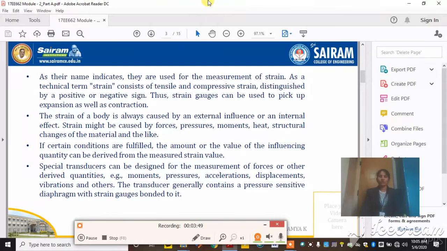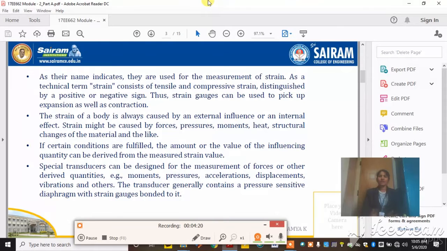Usually the strain occurs because of some external influence or due to some internal effect. It is not that strain occurs only because of the external force applied. Strain occurs due to external influence or internal effect. It might be caused by force, pressure, moment, heat, structural changes of the materials, and if any of these things is present, then strain may occur.